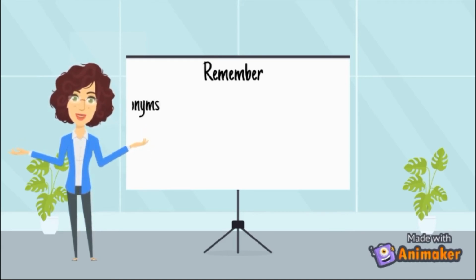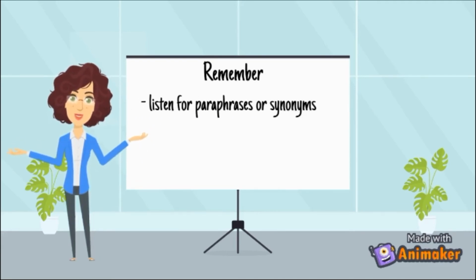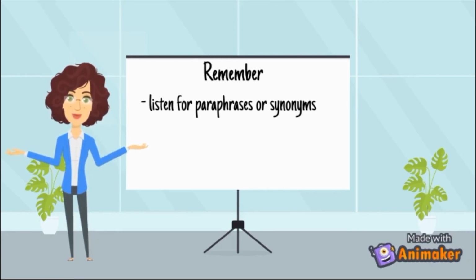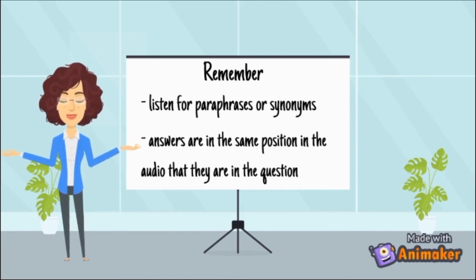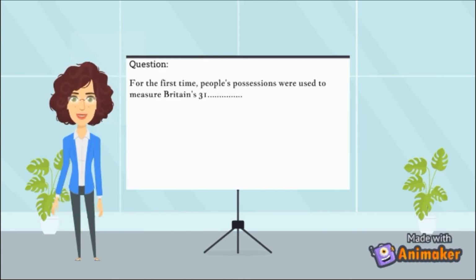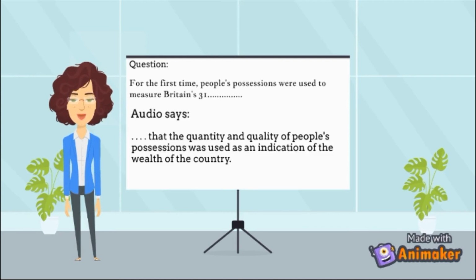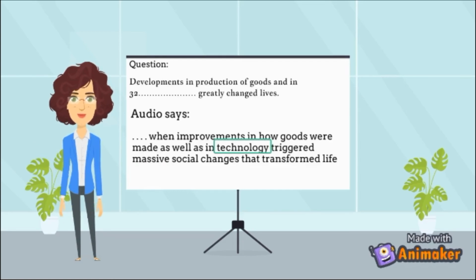If you listen only for the exact words that are in the question, you won't be able to hear the answers. You'll notice that for these questions the answers are in the same position in the transcript that they are in the question. So, the answer to 31, wealth, comes at the end of the sentence. However, for 32, the answer, technology, is in the middle, between the key phrases, just as it is in the question. This helps you to know when to really listen.